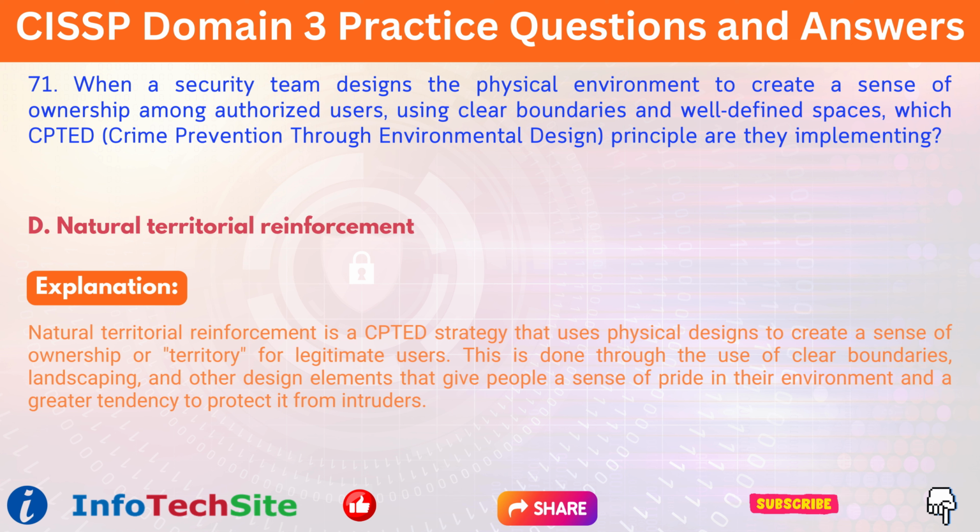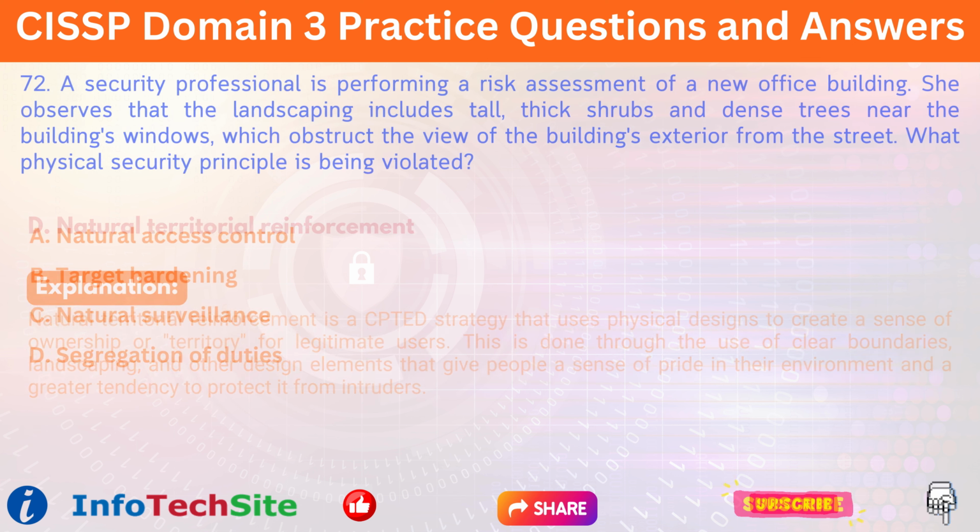Natural territorial reinforcement. Explanation. Natural territorial reinforcement is a CPTED strategy that uses physical designs to create a sense of ownership or territory for legitimate users. This is done through the use of clear boundaries, landscaping, and other design elements that give people a sense of pride in their environment and a greater tendency to protect it from intruders.